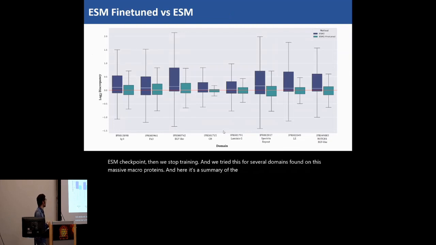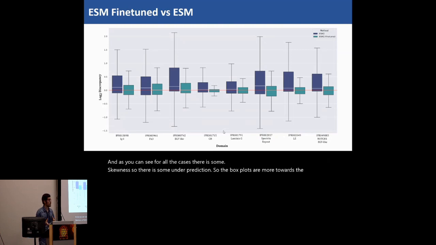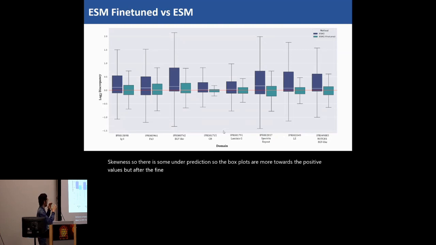So in blue, you have this distribution of discrepancies in log2 scale for all of the domains that we checked. And as you can see, for all the cases, there is some skewness. So there is some under-prediction, so the box plots are more towards the positive values. But after the fine-tuning that we do, the distribution gets much narrower, and the average also gets close to 0, showing that the predictions with full length or only domain are now similar, showing successful bias reduction.